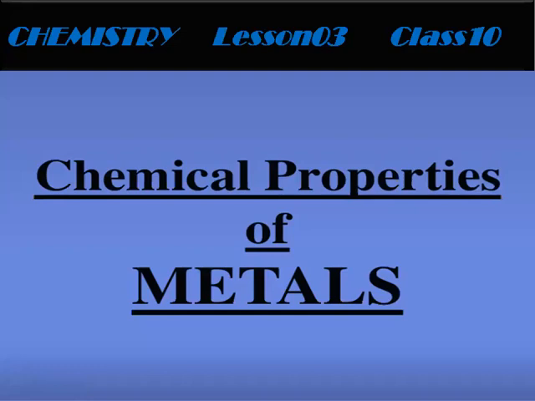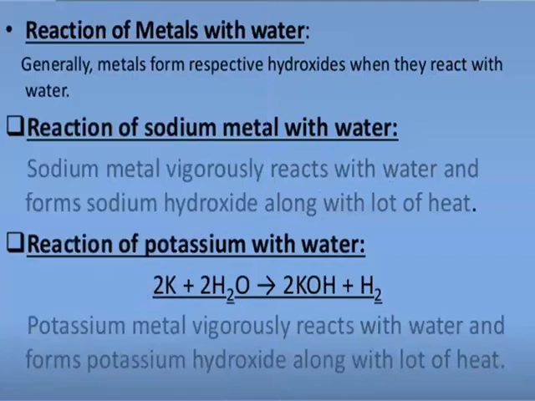In chemistry, we have already started with lesson 3, metals and nonmetals. Last day, we started with chemical properties of metals. Today, we will continue with chemical properties of metals and we will see the reaction of metals with water and dilute acids. So the first is reaction of metals with water.